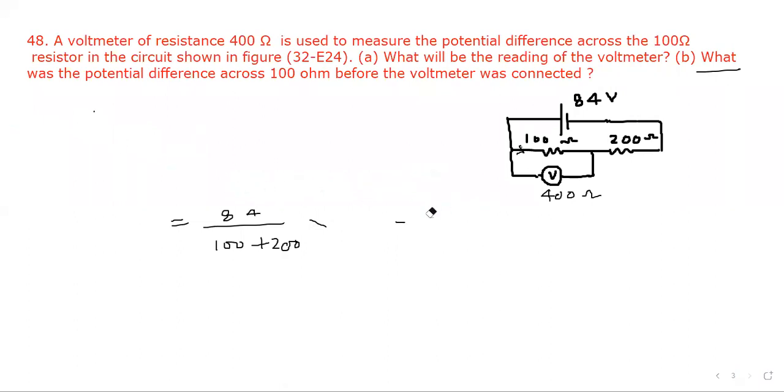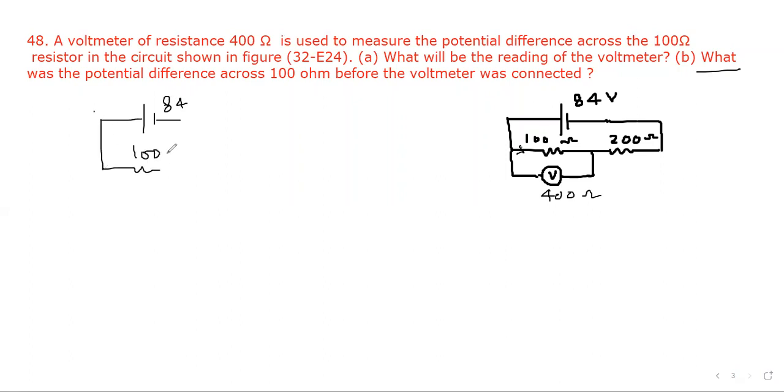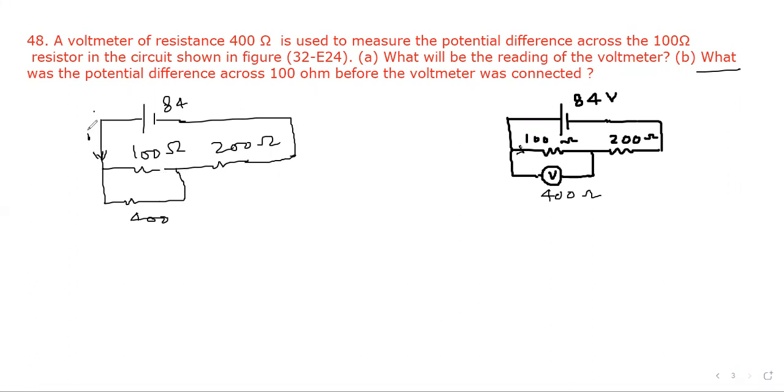For case number 1, it is simple. The situation will be this is 84, and here this is 100 ohm, and this is 200 ohm, and there is a 400 ohm resistor here. These two are in parallel. Now we can evaluate it. For this purpose, we try to find out current I. So this is I, and suppose current I1 enters here, then I minus I1 will enter here.